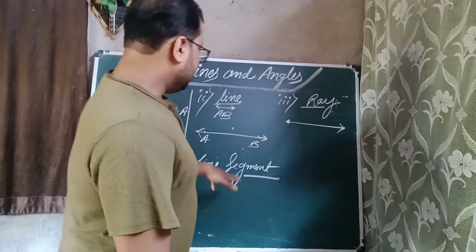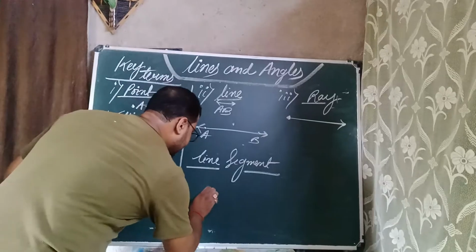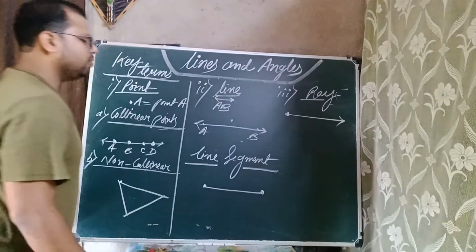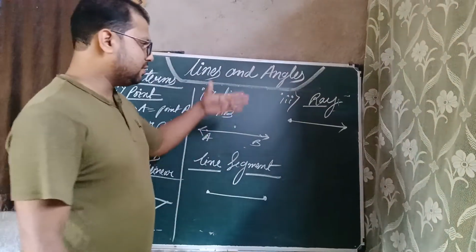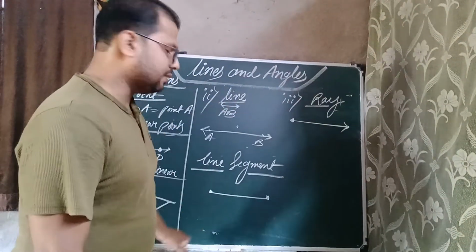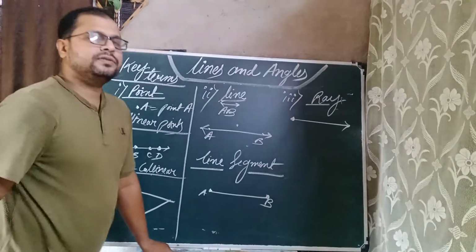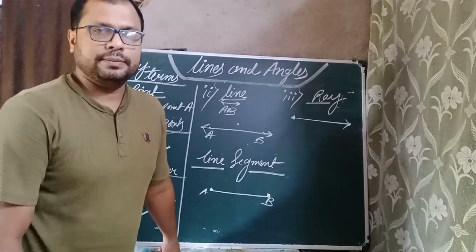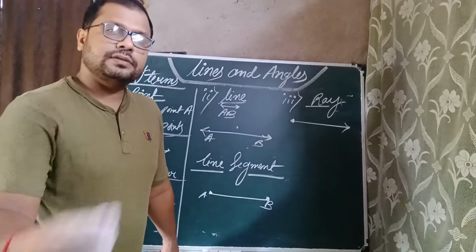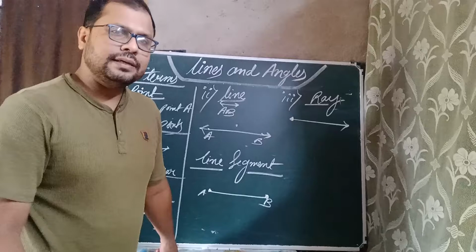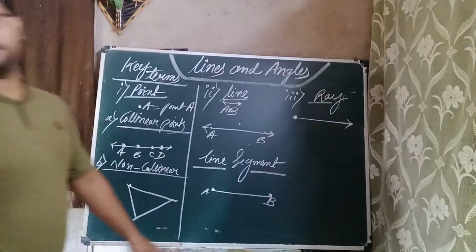Okay. Line segment. A line segment has dots on both the sides. There is no arrow sign in the line segment. It means when two distinct points are joined with a straight line, that is called a line segment. Clear? Further, we'll discuss some of the different types of lines and angles and a few of the questions.